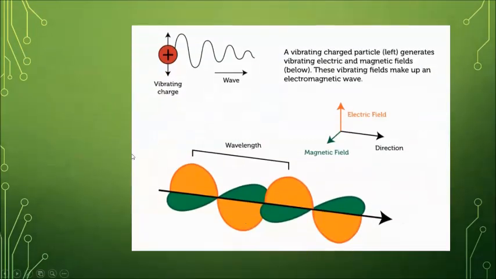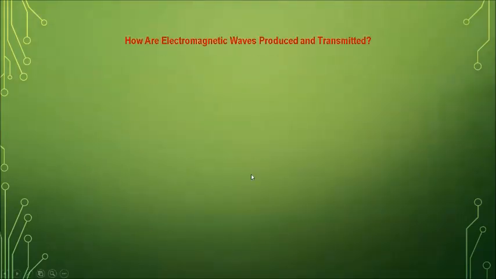This is how it looks. Here you have a charge, and when it vibrates, it generates vibrating electric and magnetic fields. These vibrating fields make up an electromagnetic wave. This is the one. But I've shown you another picture last time, right? They are the same. Moving on.